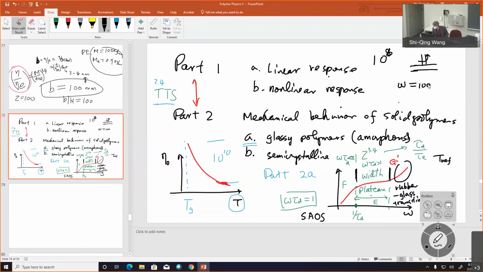In the unit, of course, people like to use so-called radians per second. Basically, in the unit of 2 pi t. So t is only 100 divided by 2 pi. That's about 16.